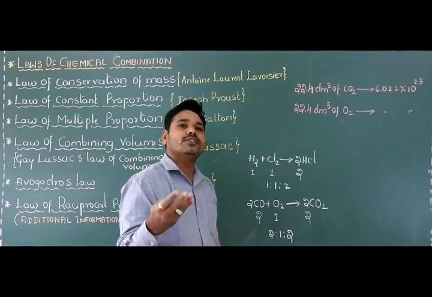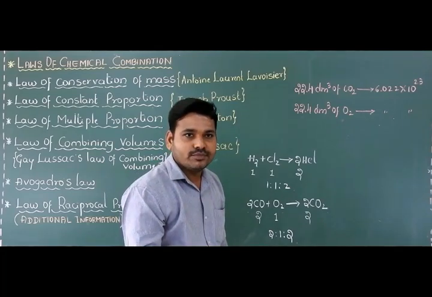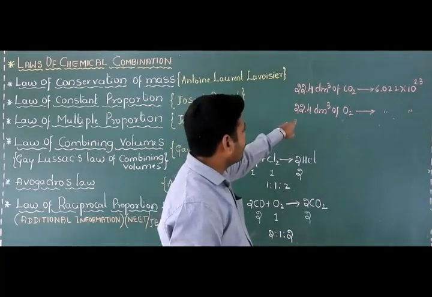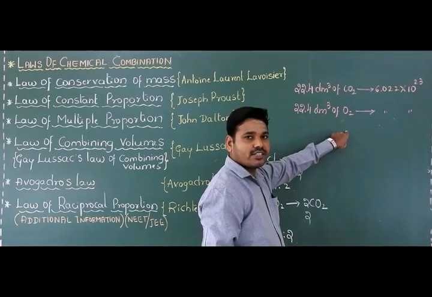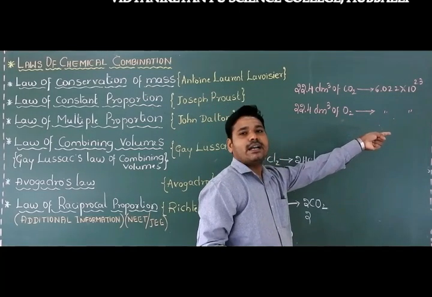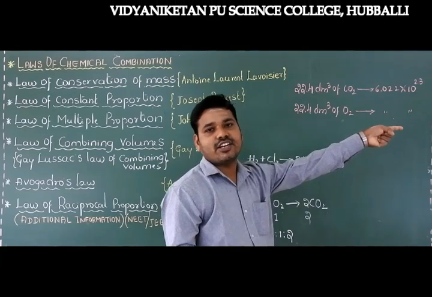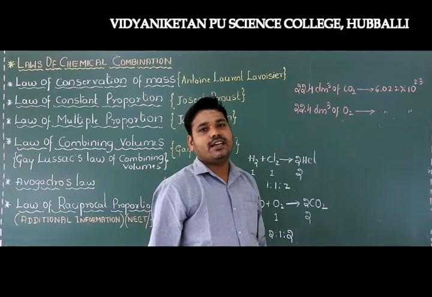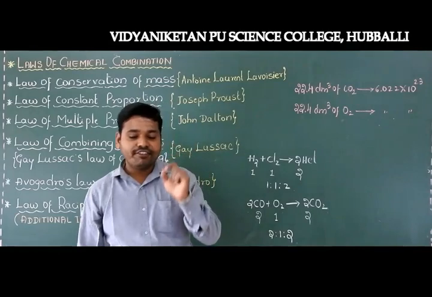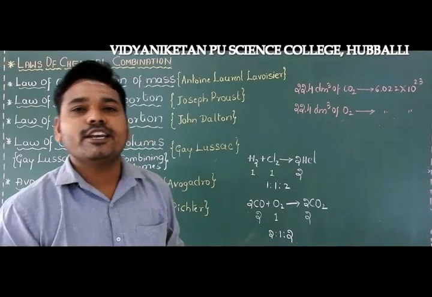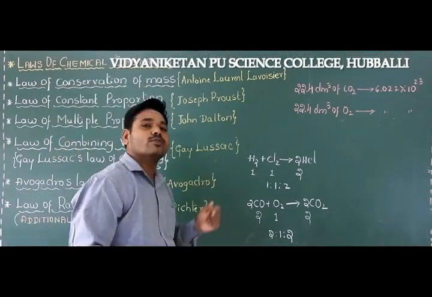So if you want, take sulfur dioxide; there also the volume is the same. 22.4 dm cube of sulfur dioxide contains the same number of particles under the same conditions of temperature and pressure. Okay, so this is about the fifth important law of chemical combination called Avogadro's law.